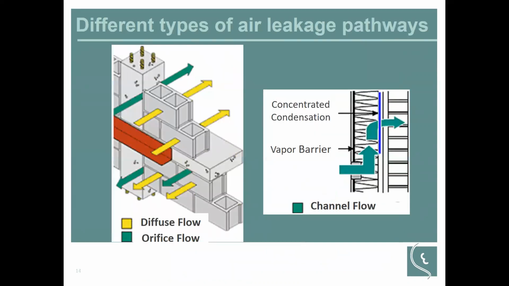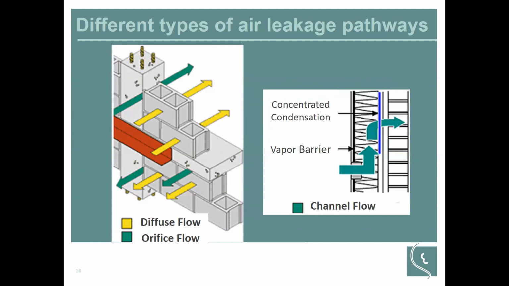So there are different pathways that air leaks into buildings. We have diffuse flow, which is through the materials, as you can see in that schematic. We have air going through that CMU. Well, it's not a lot of air leaking through, and that's really not the issue here. Orifice flow is more of an issue, such as cracking between the mortar and the CMU units, which provides a direct path to the inside. The worst is channel flow, because in this diagram, air is leaking in through an electrical box. Then the air is filtered through fiberglass insulation until it eventually finds a way out further on the outside of the wall.